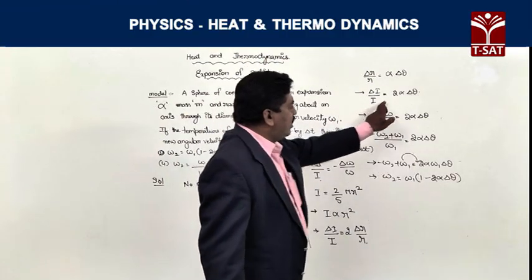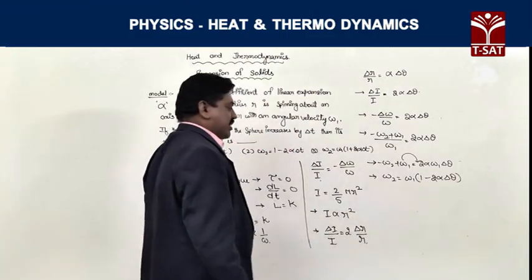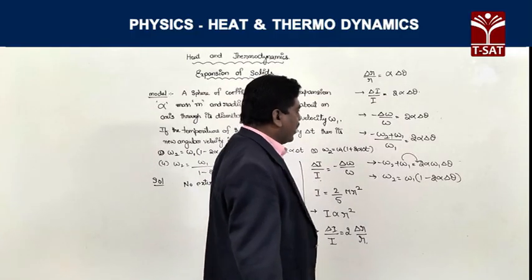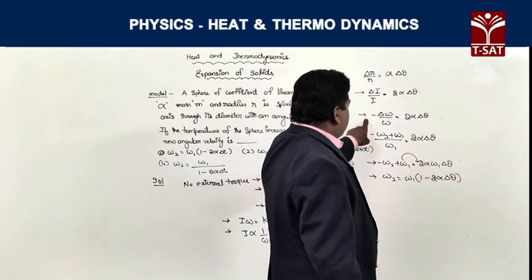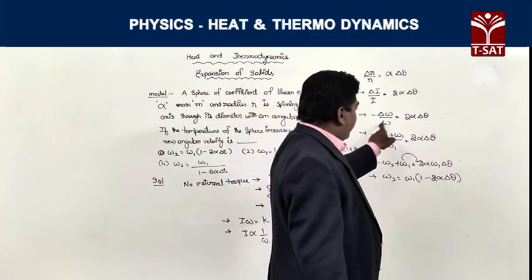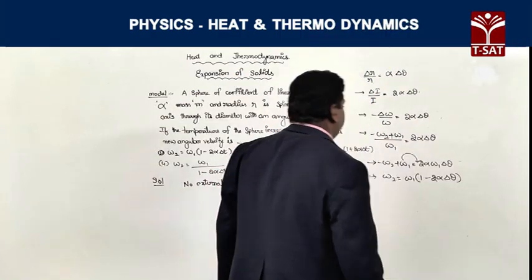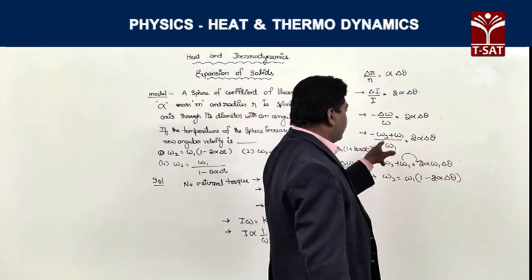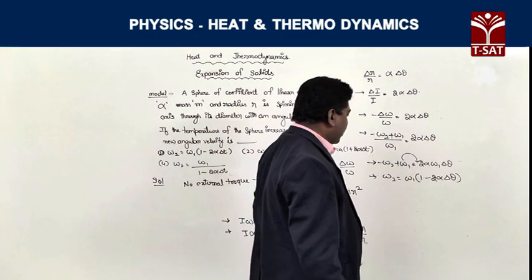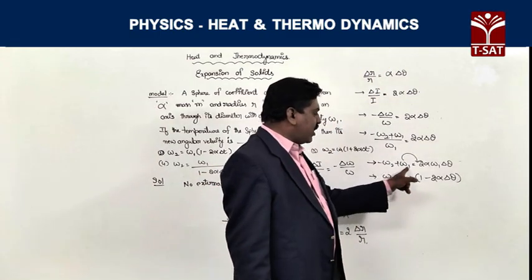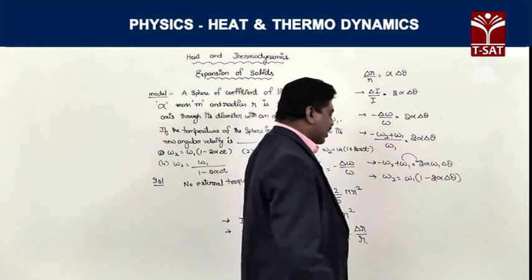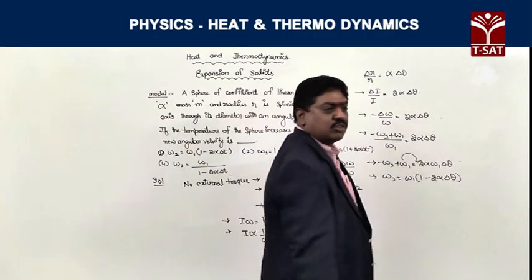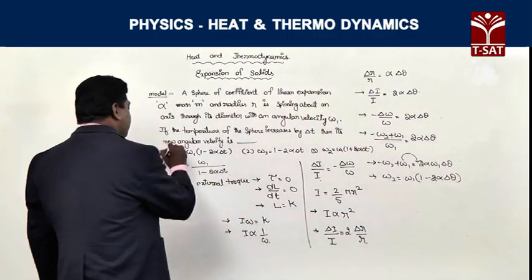Delta I by I is equal to 2 alpha delta theta, but delta I by I is given as minus delta omega by omega. So minus delta omega by omega is equal to 2 alpha delta theta, and minus delta omega can be given as minus (omega 2 minus omega 1) by omega 1 equals 2 alpha delta theta, so omega 2 is given as omega 1 into (1 minus 2 alpha delta theta), which is our first option.